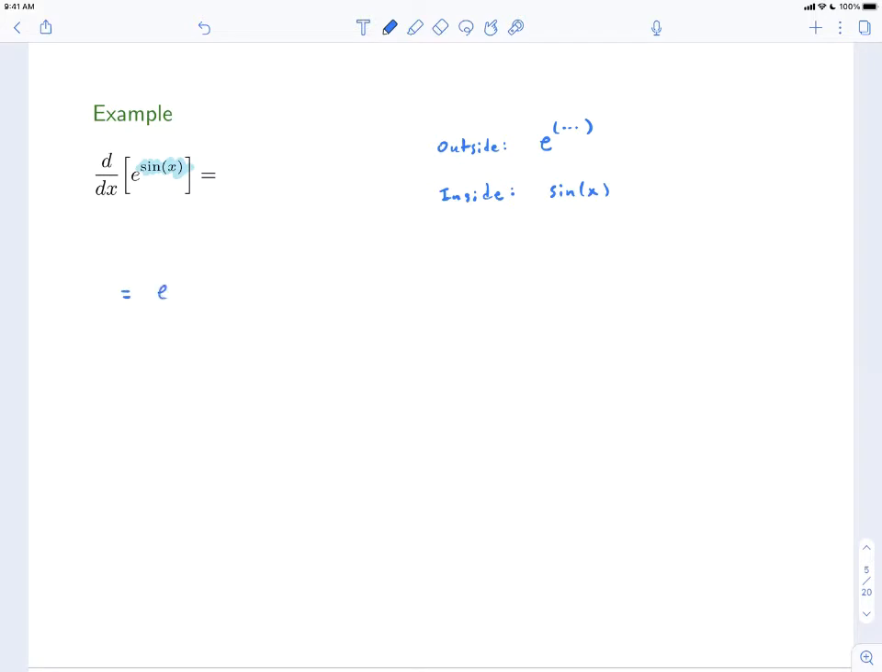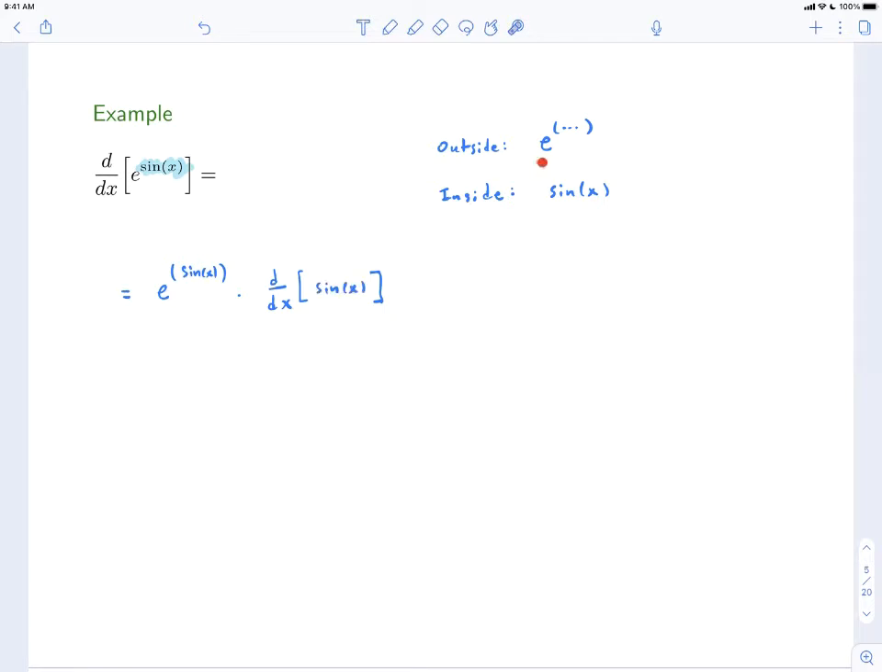thing again. It's going to be e to that thing again. But then we need to multiply by the derivative of whatever's inside there. And what is inside there? Well, that's our inside function. So that's inside the parentheses. So it's going to end up down here.